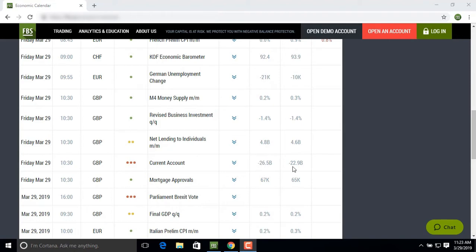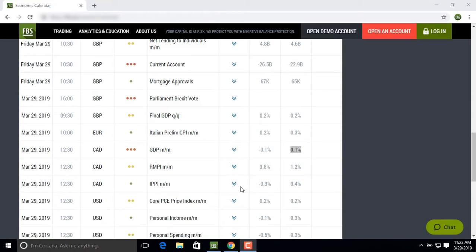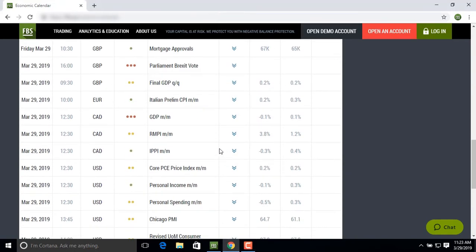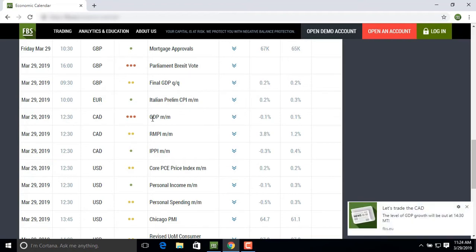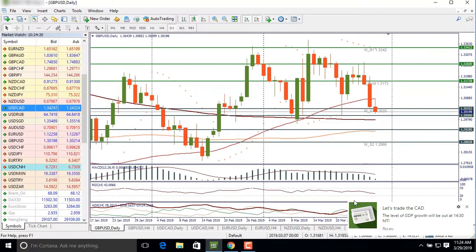Also today, Canada anticipates the release of its monthly GDP growth. The indicator is expected at 14:30 MetaTrader time. According to the forecast, the indicator will advance by 1 basis point. Higher figures will boost the Canadian currency. Now let's switch to the charts.